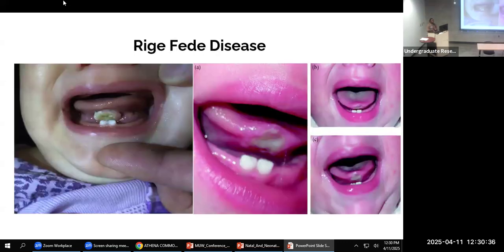And this right here is an example of what Riga-Fede disease looks like. As you can see, the child has an ulcer underneath the tongue from the mandibular incisors on the bottom gum.